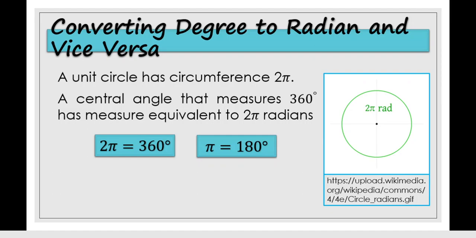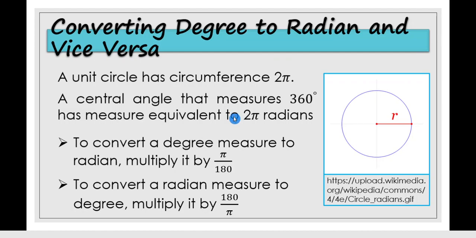Now, we can use this pi equals 180 degrees to convert degree measure to radian measure. So, to convert a degree measure, kapag ang binigay sa atin ay in degrees, kailangan natin i-multiply by pi over 180 degrees. Now, to convert a radian measure to degrees, kapag radian measure ang binigay sa atin, we have to multiply it by 180 over pi.